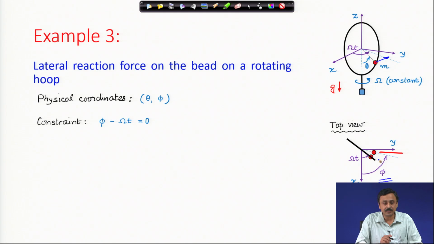And what is my constraint? The constraint must be phi minus omega t equals 0. Capital omega is the constant angular speed of the hoop. This angle phi, therefore, must be omega t. If it is not omega t, that means it has moved out of the hoop. Therefore, I first break the constraint, allow the bead to move out of the hoop in that angular direction, call that phi a new coordinate, and now mathematically introduce the constraint that phi must be equal to omega t.